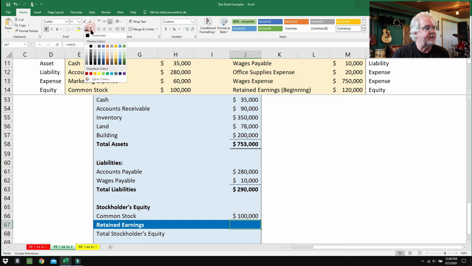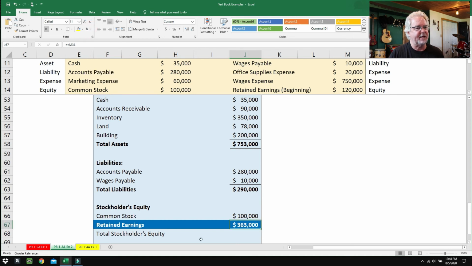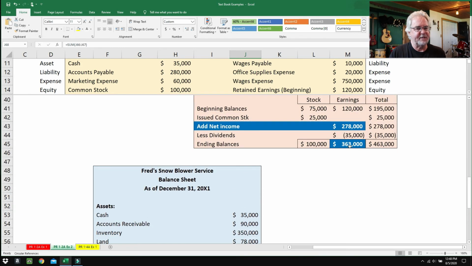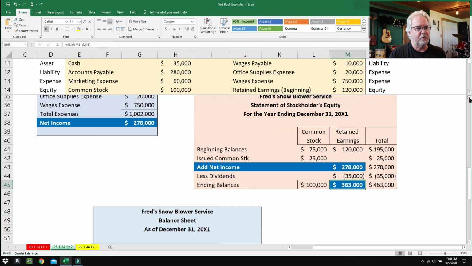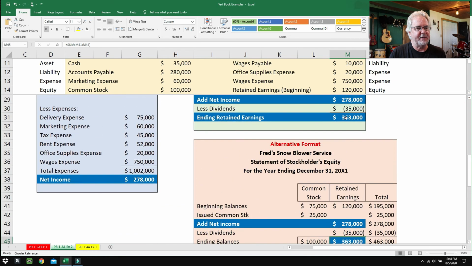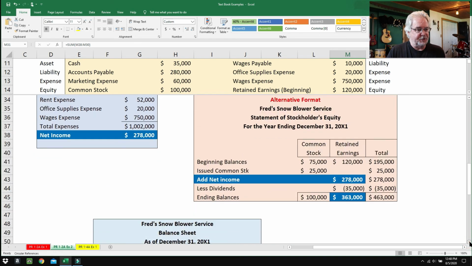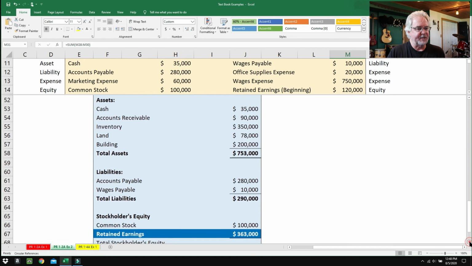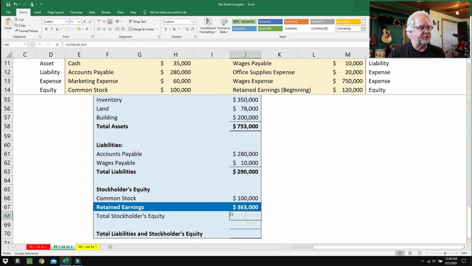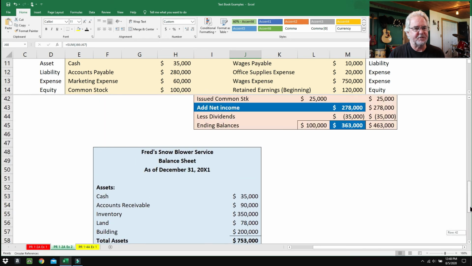There we are. Let's get that blue. And I've got it in blue because it's like the river. It's flowing down to the next statement. So what's happening is this number 363, or right up here, 363, either one. These are the same statement, just two different formats. So that 363 gets transferred right down there for a grand total stockholders' equity of, there we go, 463. We could double check our work too, see if we're right. 463 right there.